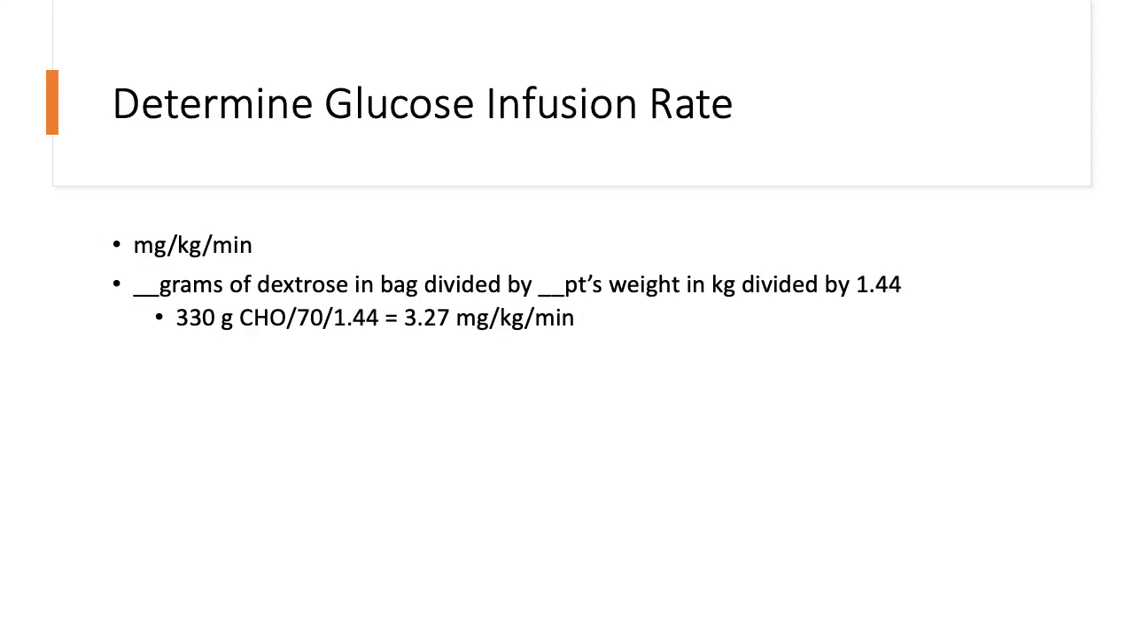Next, we want to determine our glucose infusion rate to ensure that we're not giving too many carbohydrates. So remember, this is expressed as milligrams per kilogram per minute. So you take the grams of dextrose in the bag divided by the patient's weight in kilograms and then divide that by 1.44. So we have 330 grams of carbohydrate divided by 70 divided by 1.44, and that gives us 3.27 milligrams per kilogram per minute. And remember that ideally we're keeping the GIR below 4 to 5, and this fits the bill.